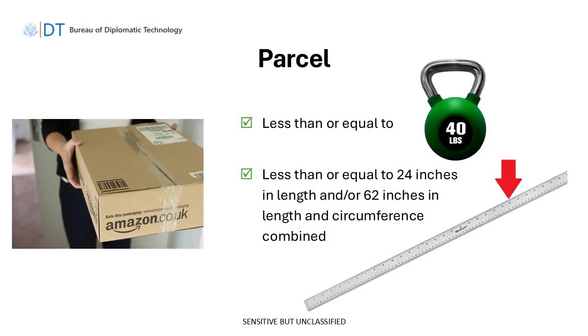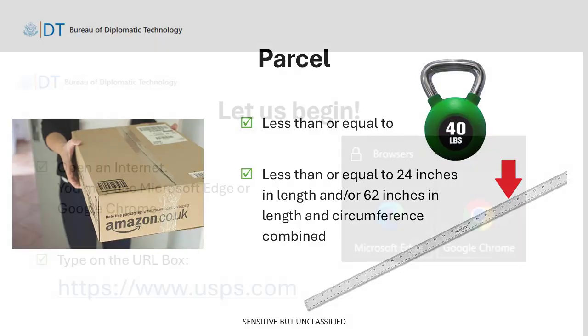A USPS online customs form is normally used for parcels shipped via diplomatic pouch that may not weigh more than 40 pounds, may not be more than 24 inches in length, and or 62 inches in length and circumference combined.